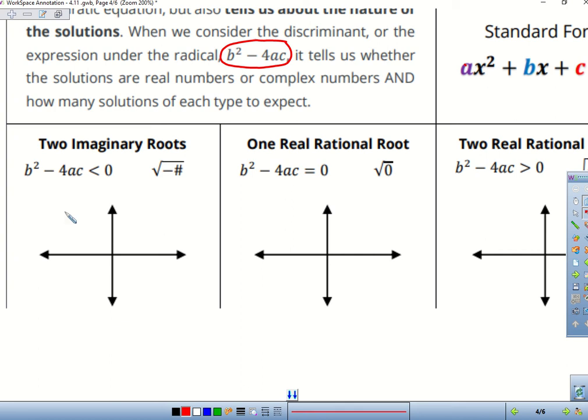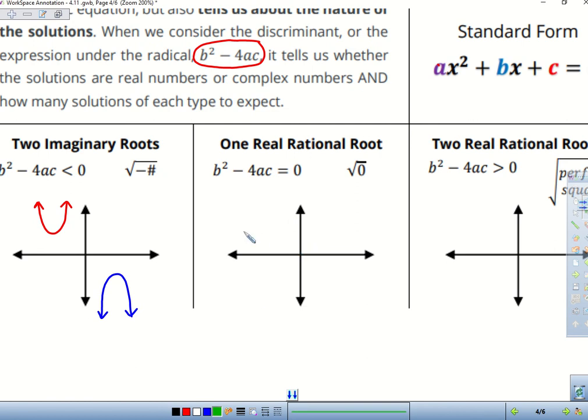And two imaginary roots can happen two ways. Your graph can either be positive and above the x-axis or negative and below the x-axis. But in either case, will it ever touch the x-axis at all? No, and that's the goal of an imaginary root. It never touches the x-axis. So that's an important thing you need to know about an imaginary root. Never touches the x-axis, okay?